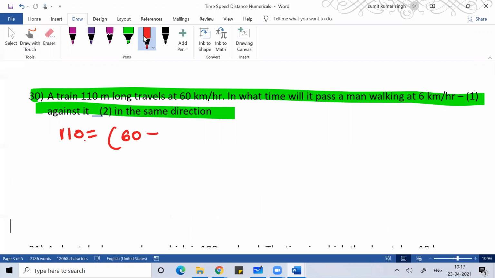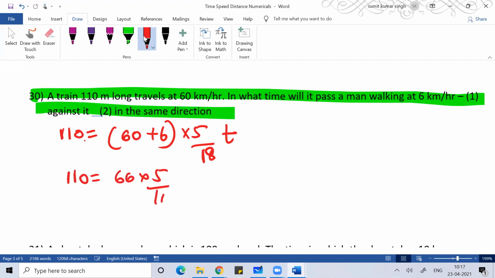So the relative speed will be 66 kilometer per hour. We'll convert this into meter per second. So we need to find this time. This is 110 is equal to 66 into 5 by 18 times the time that I need to find. This is 11 by 3, this is 10, this is 2. So the time is equal to 6 seconds.